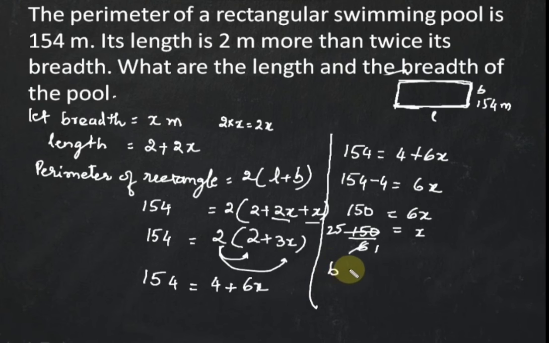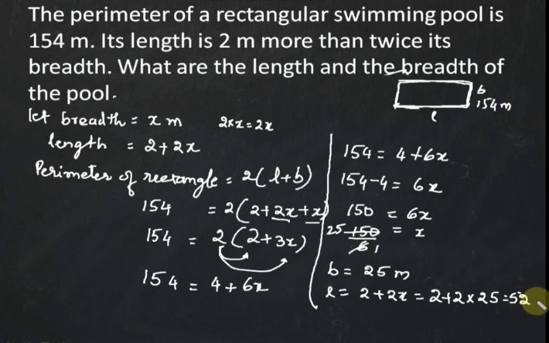So breadth here is 25 meters. And what about length? Length is 2 plus 2 into 25. That is 52 meters. So this is the way you solve this sum. Now coming to the next sum.